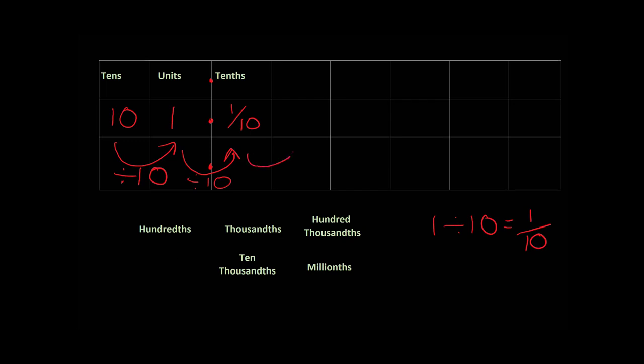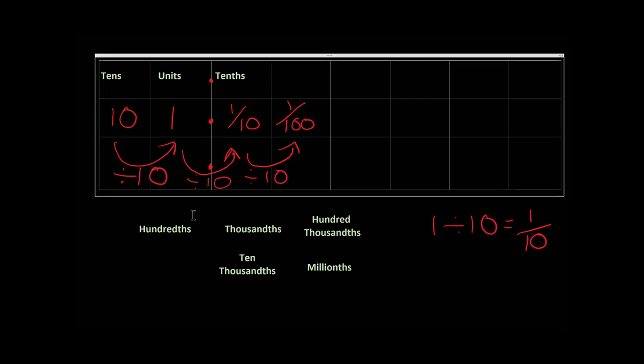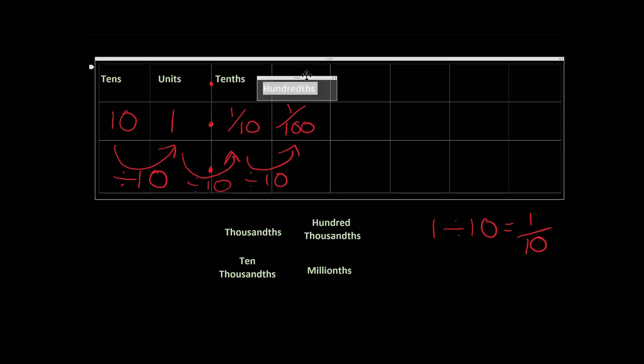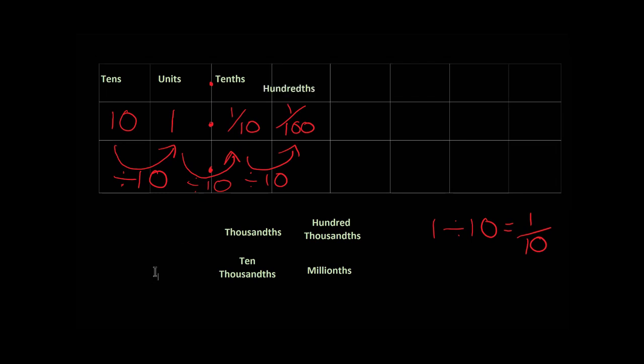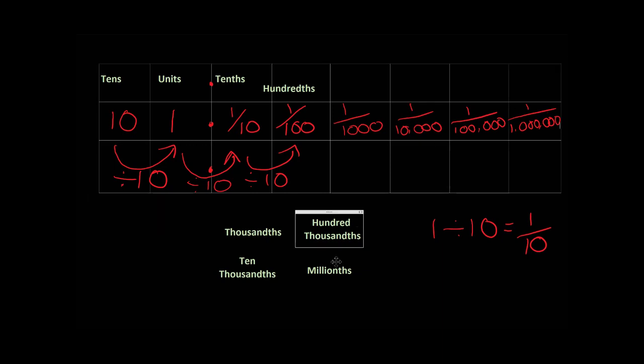If we then divide the tenths by 10, we're going to get to 1 over 100, our hundredths. And then we keep on going. I'm sure you can see the idea now, so I'll do the numbers first, and then I'll quickly pop in the words to go with that. Now hopefully what you're noticing is that all of these labels on this side of the decimal point have got the TH ending.